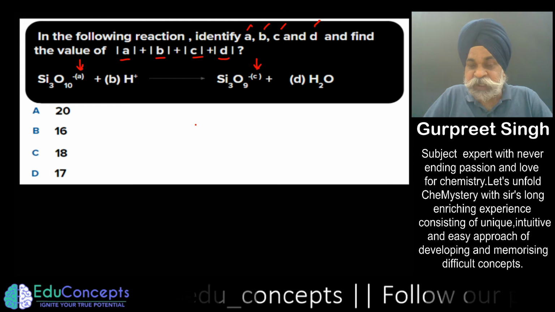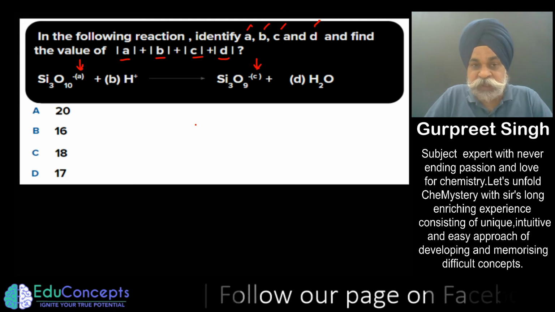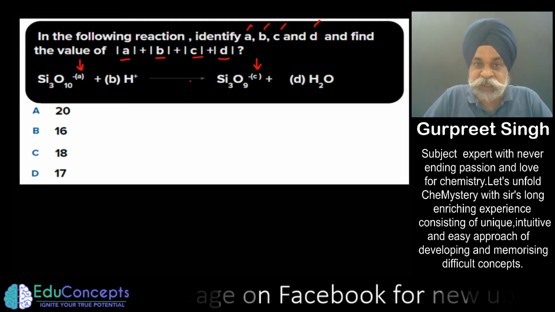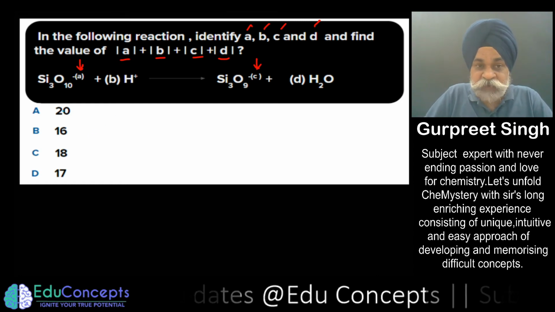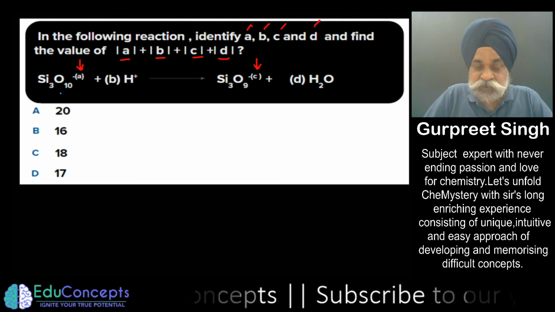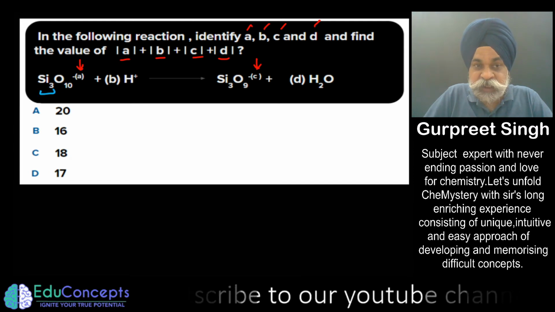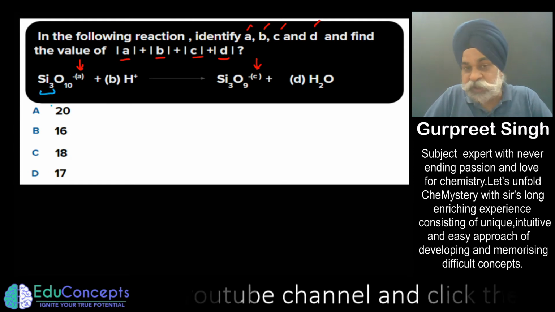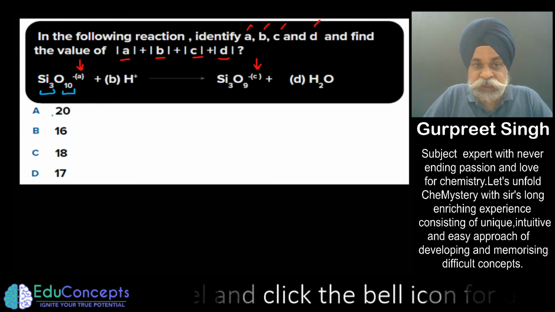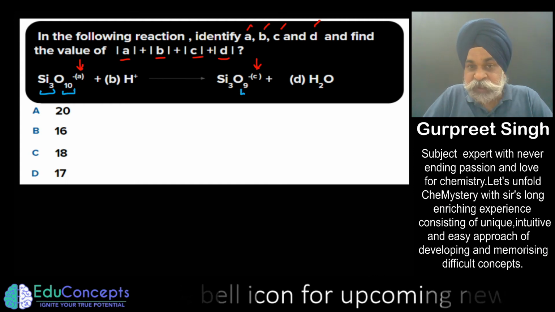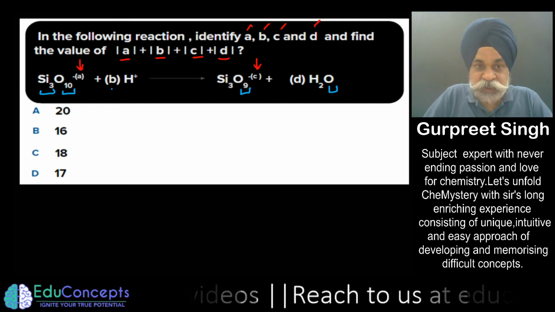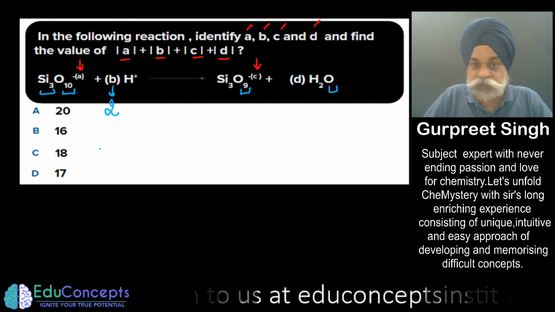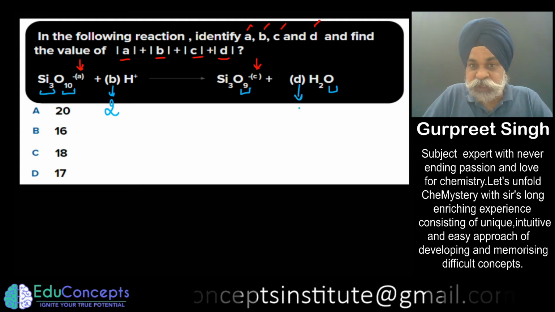It seems very easy because you have to simply do balancing, but can it be done by balancing? That's also a challenge. Now if I place it, you can easily see that there are three silicon on the reactant side and on the product side. Oxygen here is 10 and here is 9, and this becomes 10. So the oxygen got balanced through hydrogen. This B should have value 2 and this D should have value 1.